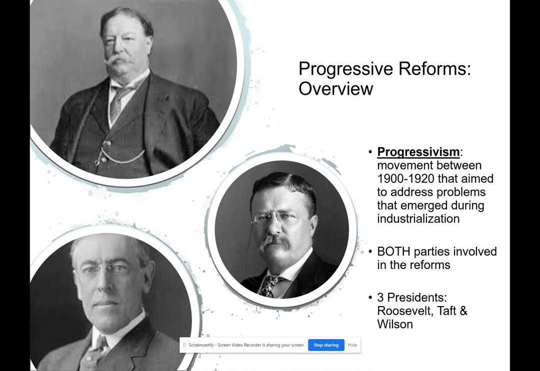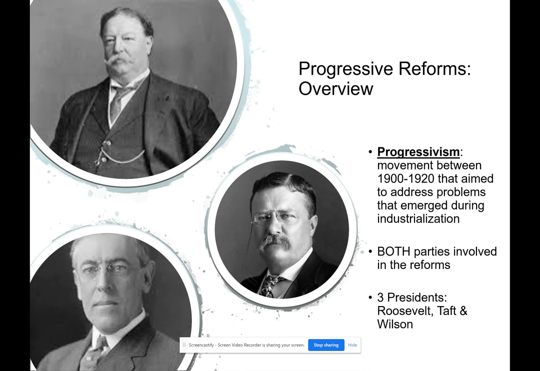So we spoke quite a bit in the last unit about a lot of those problems. It takes about 30 years for those problems to emerge, so 1870 to 1900, and then the progressives are going to start solving those problems between 1900 and 1920. Both parties are involved in making these reforms.